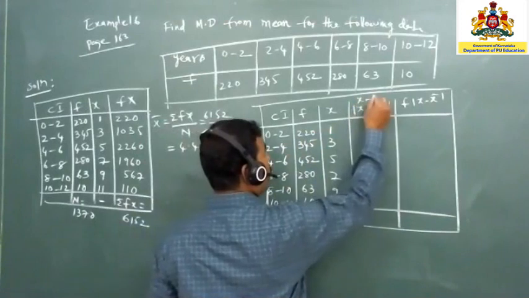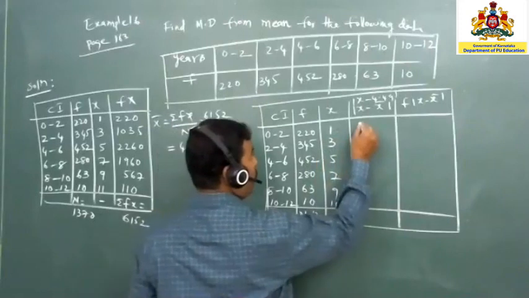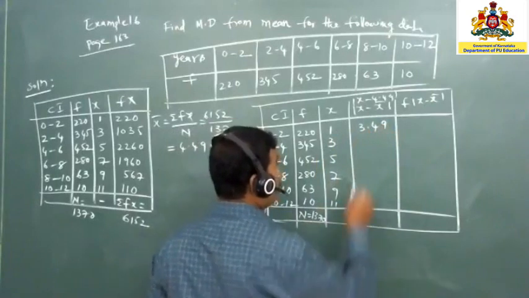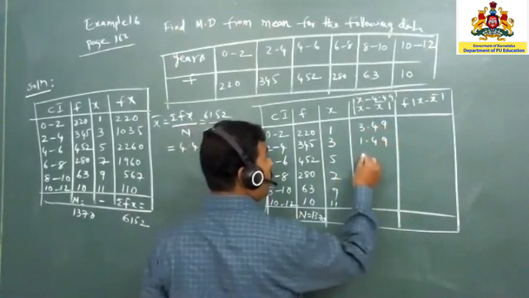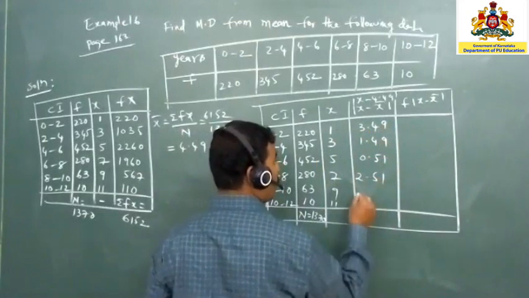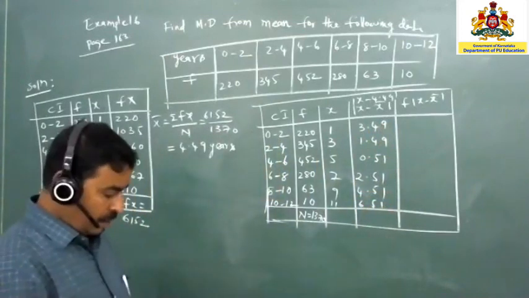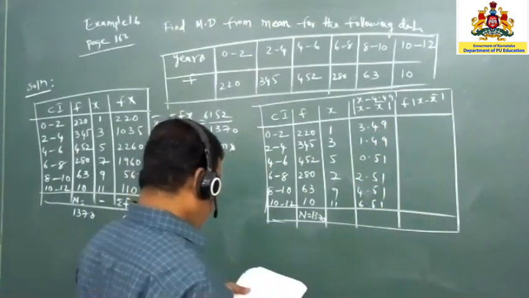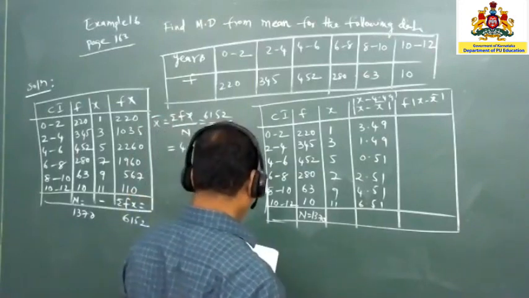X minus x bar, modulus with 4.49. So for x equal to 1, it is 3.49, written as plus 3.49. Then 1.49, then 0.51, then 2.51, 4.51, 6.51. The values are 3.49, 1.49, 0.51, 2.51, 4.51, 6.51.